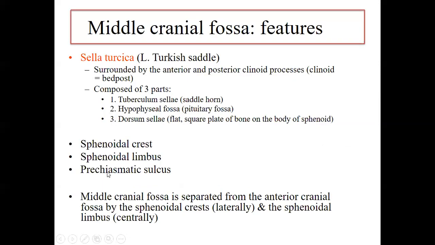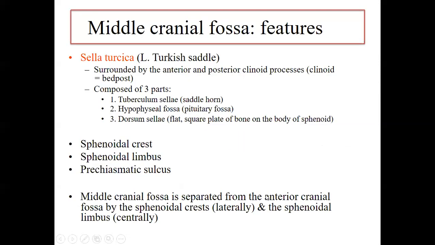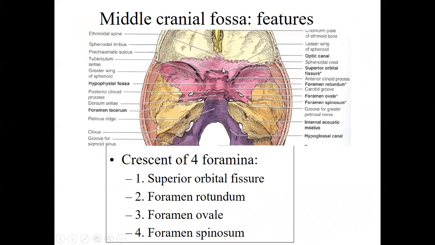The middle cranial fossa is separated from the anterior cranial fossa in front here by the sphenoidal crest, and also by the sphenoidal limbus at the central part here. This is the boundary that divides the anterior cranial fossa and the middle cranial fossa.